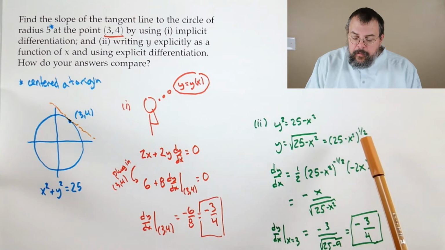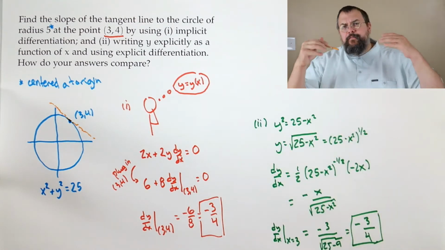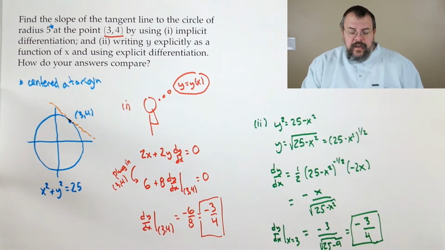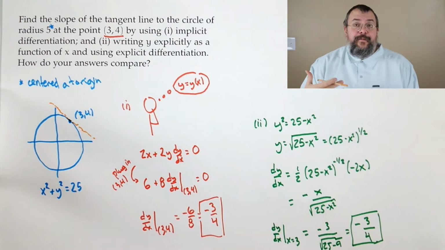See, here when we took this square root, there was a moment where we had to think, okay, are we on the positive side? Are we on the negative side? We had to pay attention. That never had to happen with implicit differentiation. It was automatically built into the expression.